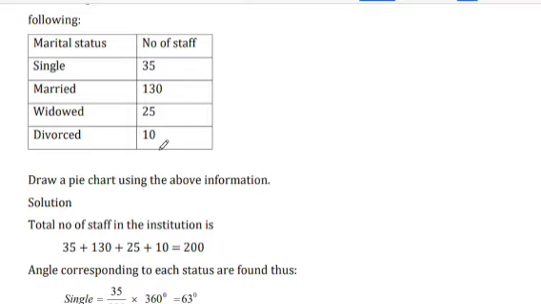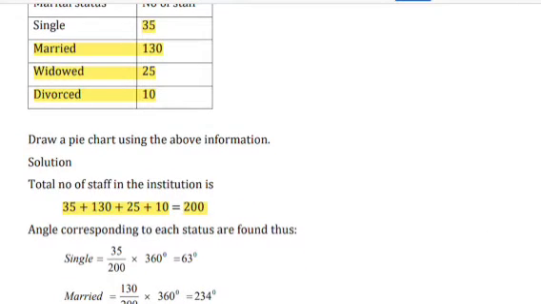So the first thing you have to do is to add all of these together. That is why you see that all of these were added together here. You add all of these values together, and that gave us 200. The next thing you have to do is to calculate the angles of each sector.